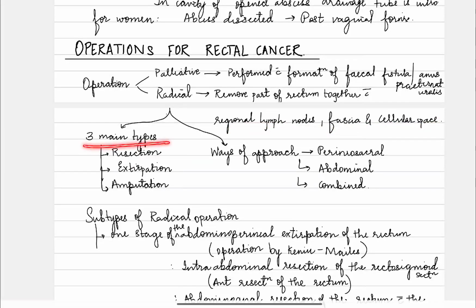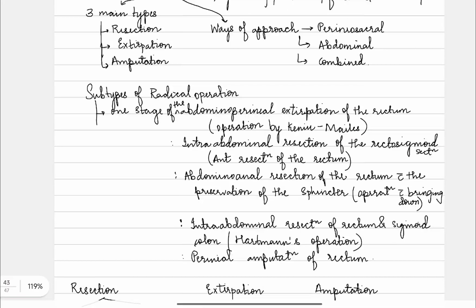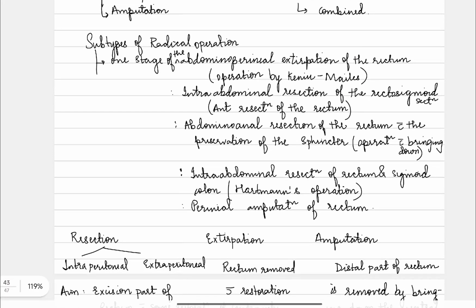Now radical, there are 3 main types: resection, extirpation, amputation, and the ways of approach are perineosacral, abdominal, combined. Subtypes of radical operations: one stage abdominoperineal extirpation of the rectum, which is the operation by Quenu-Miles.